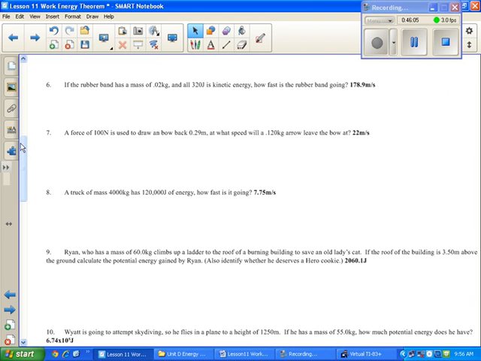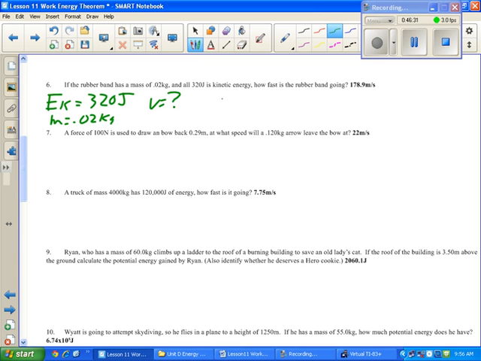All right, number 6. We have a rubber band that has a mass of 0.02 kilograms. It has 320 joules of kinetic energy. How fast is the rubber band going? So here's what I have. I know that EK is 320 joules. I know the mass is 0.02 kilograms. I'm looking for V. EK equals 1/2 mv squared.